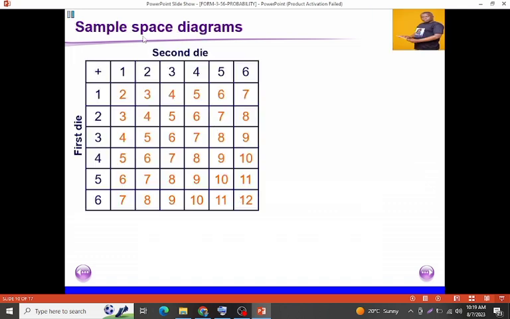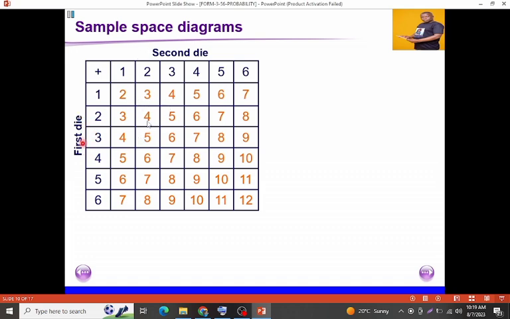Let us look at a very important concept in probability studies, which is called sample space. A sample space is simply defined as the total number of outcomes. All outcomes together shall give us a sample space.